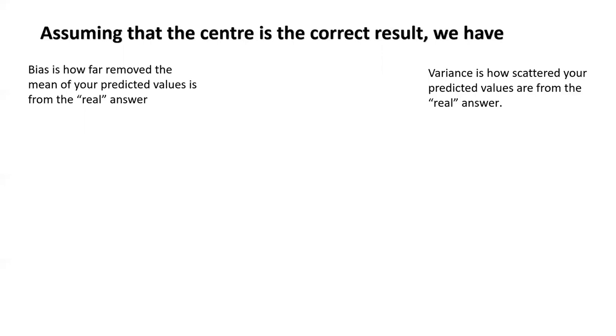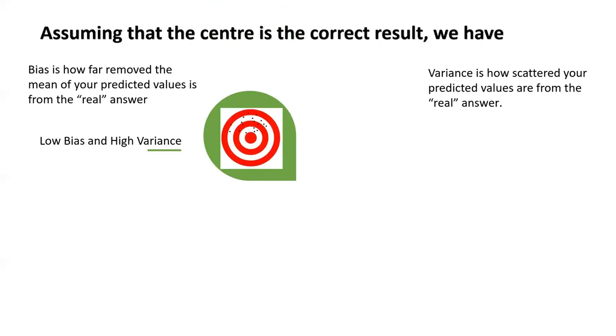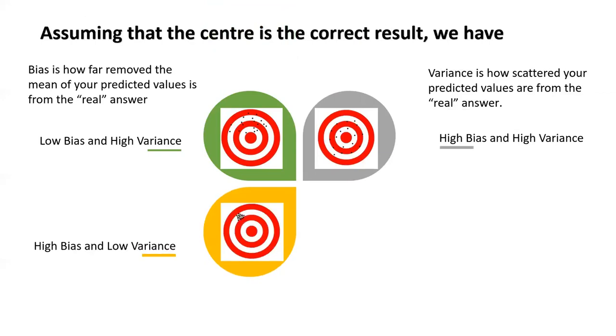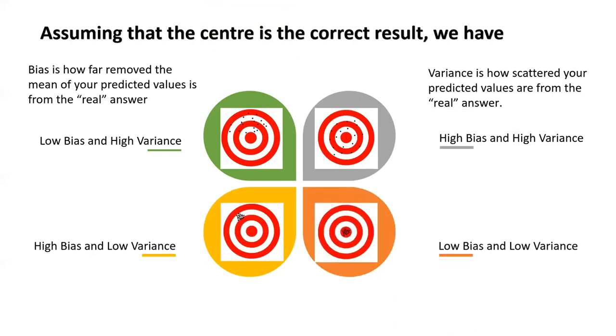At the end of the day, you have to reduce the error, neither bias nor variance alone. These are the types of bias and variance: low bias high variance, high bias high variance, high bias low variance, and low bias low variance. And the error is calculated by bias squared plus variance.